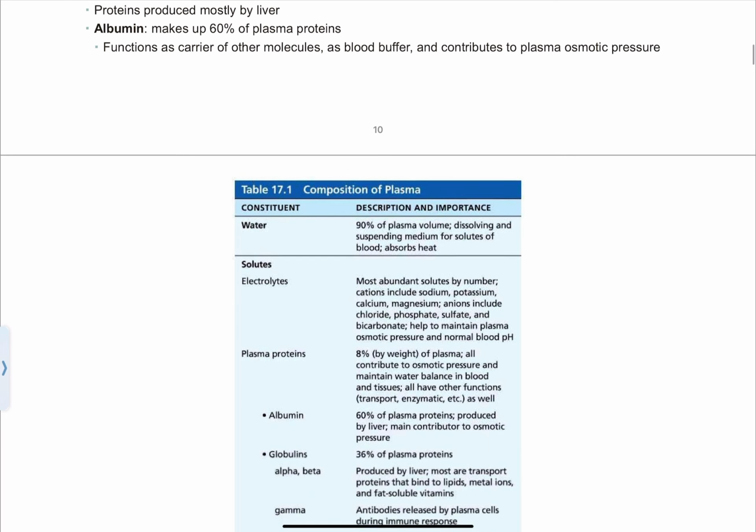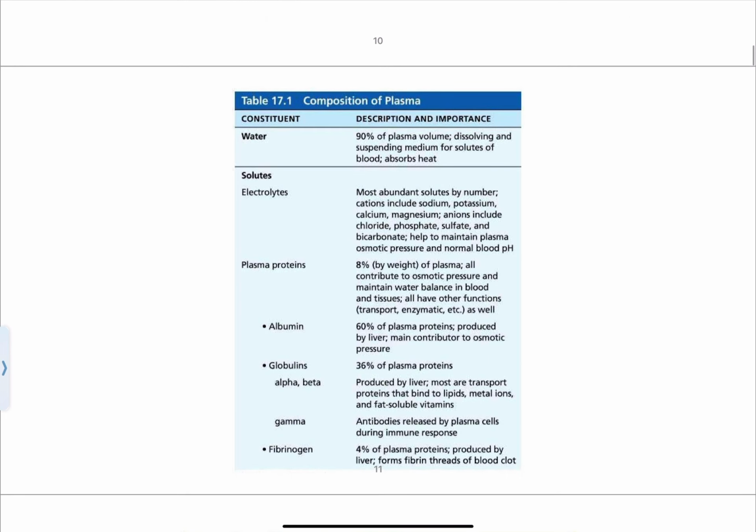So here's a breakdown table of the composition of blood. I do not expect you to memorize the specific description or importance. I really just want you to understand what we can find in our blood plasma. So for example, water, again, that's the bulk, 90%.